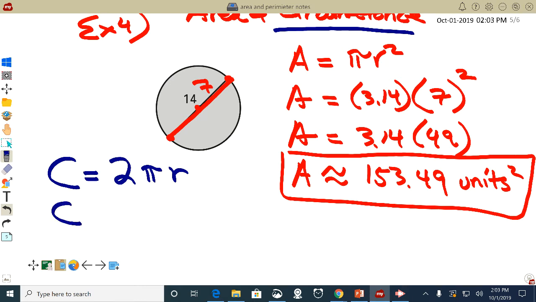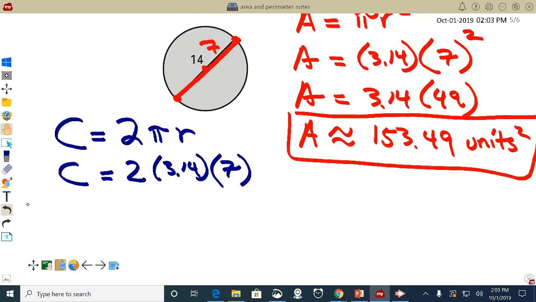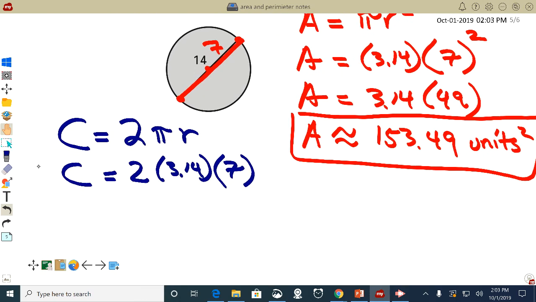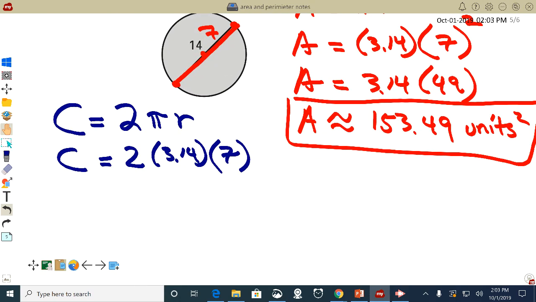So circumference then, here we go, is 2 times 3.14. The radius again is half the diameter, which in this case is 7. Well, that's the area, huh? We're doing circumference right now. Just the outside perimeter. So let's see, I'll just type this in my calculator here. So I got 6.28 times 7.